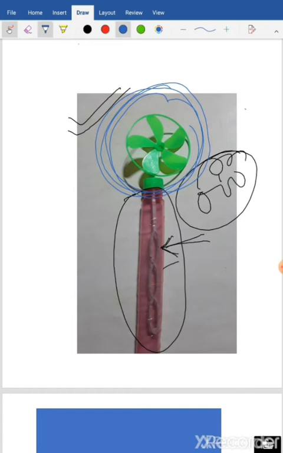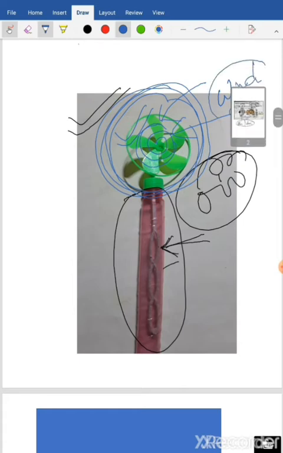When you blow the wind here, what happens? This starts to rotate. So exactly, you can compare the turbine of a generator with this device. Okay, so a turbine also looks somewhat like this. So when you are blowing wind, here we are blowing wind, meaning wind energy. So the kinetic energy is in the form of wind.